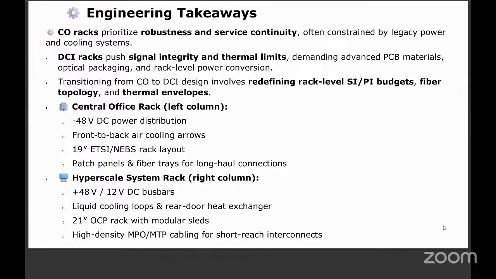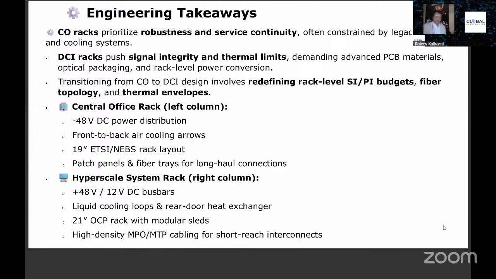Again, same thing I have just printed over here. Hyperscaler: plus 48 volts DC bus, liquid cooling loops and a rear door heat exchanger. Now all AI systems are liquid cooled. The air cooling is out. They are almost at the end of air cooling mechanisms. Next page, please.